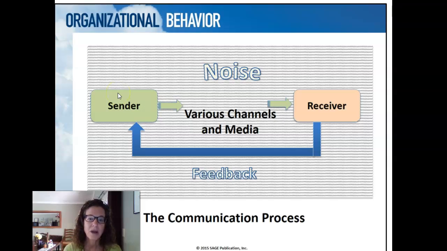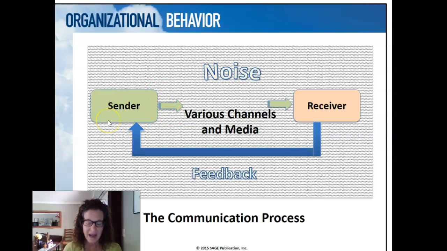But the communication process, as described in this chart, is also very prone to interference, to noise, to miscommunication. And so you might want to pause the video and jot down a few ideas as to what can interfere in this communication process. What are some barriers to communication? Essentially, barriers can originate from the sender, from the channel, or from the receiver.